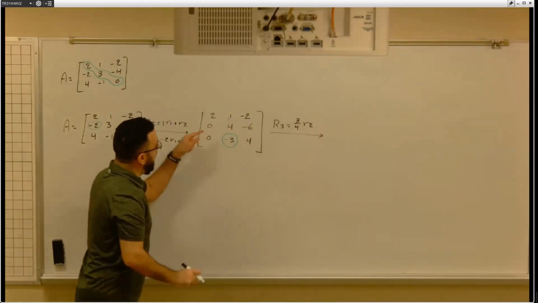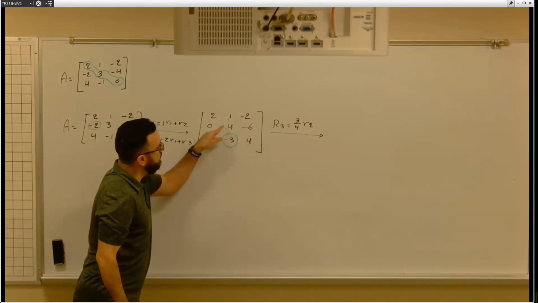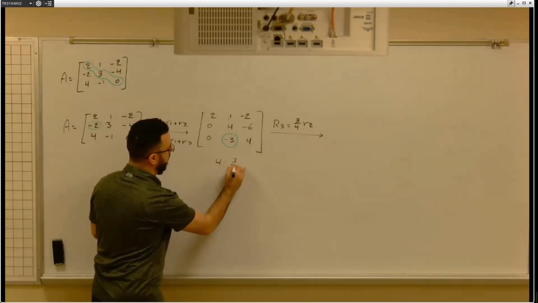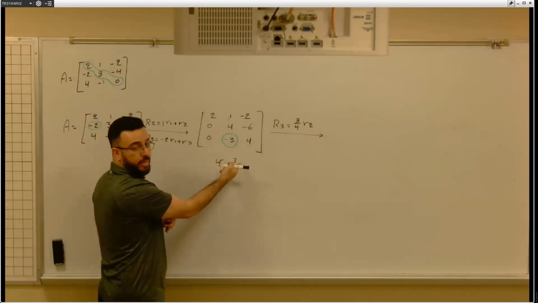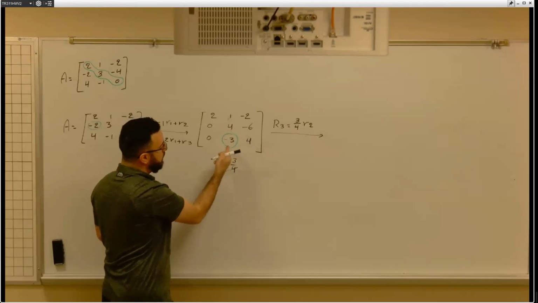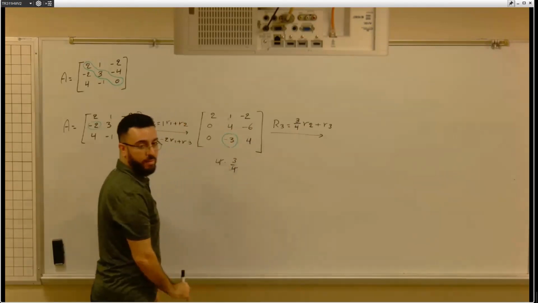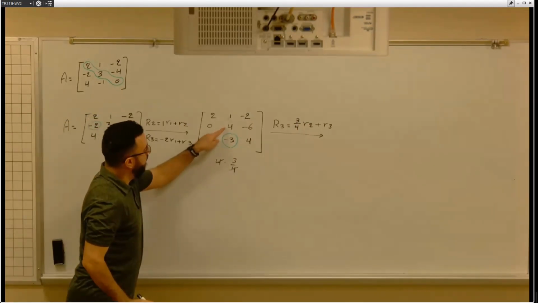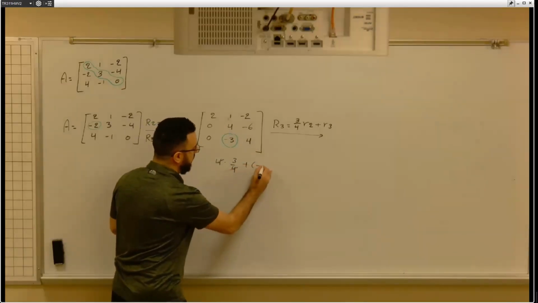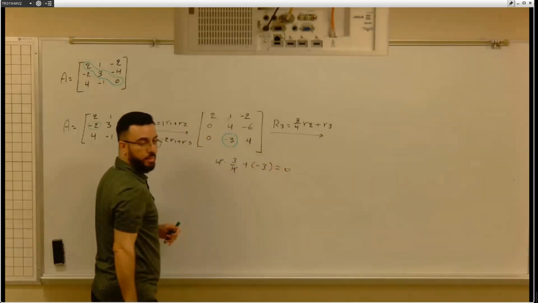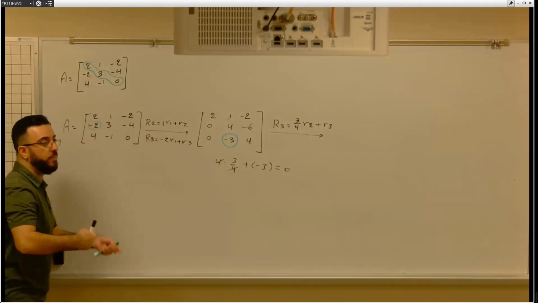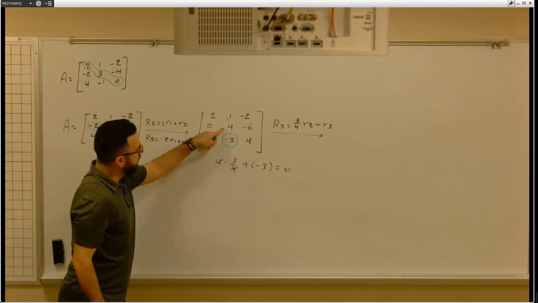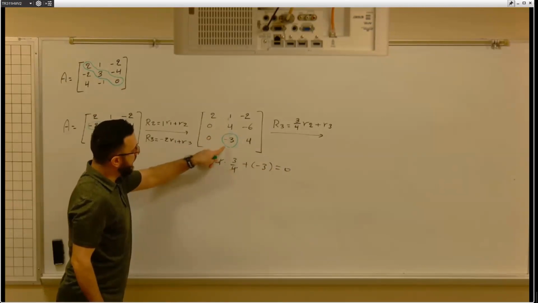So if I multiply this row by 3/4, this number is going to be here what? 4 times 3/4, cancel this, is that 3? And add it to the R3. So 4 times 3/4 is going to be 3. Added to the -3, the result is going to be 0. You got it? So instead of dividing, you just multiply 3/4 and add it to the -3, the result is going to be 0.